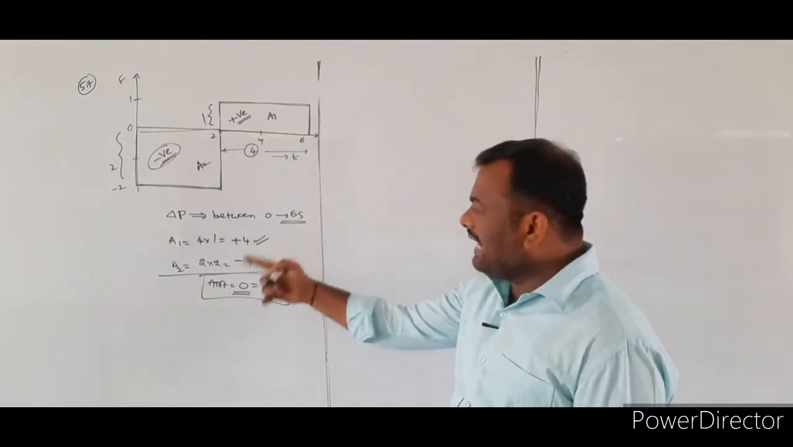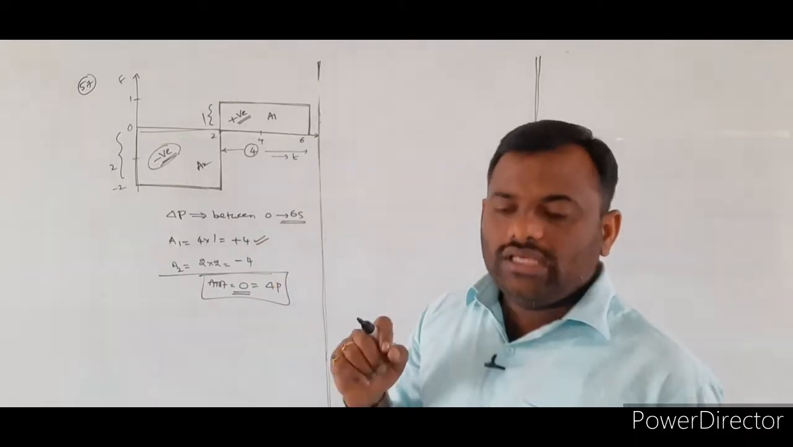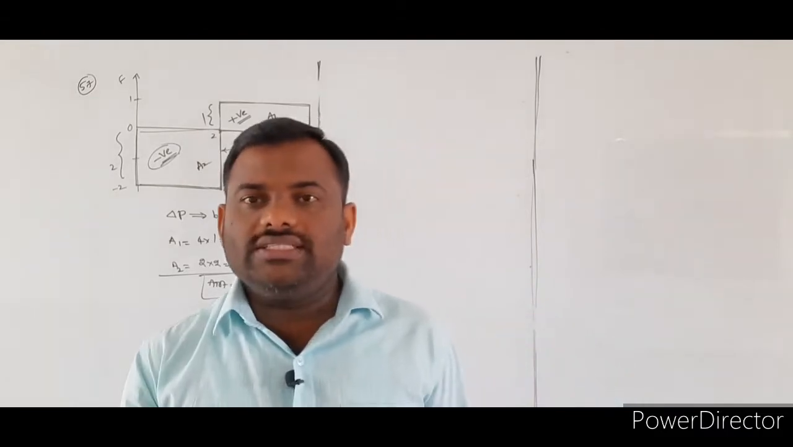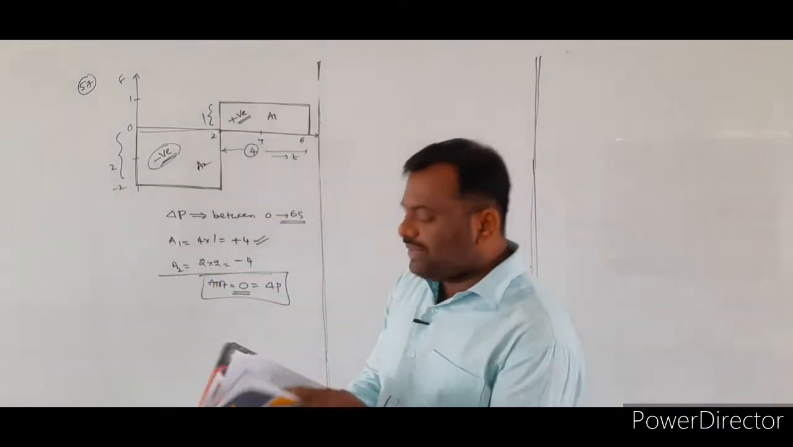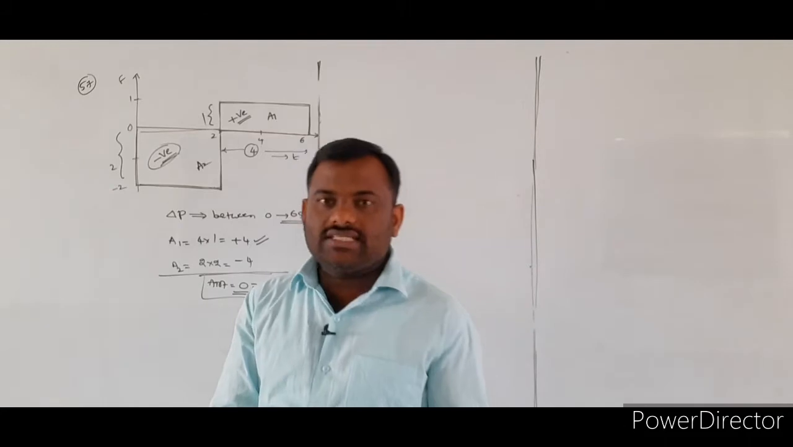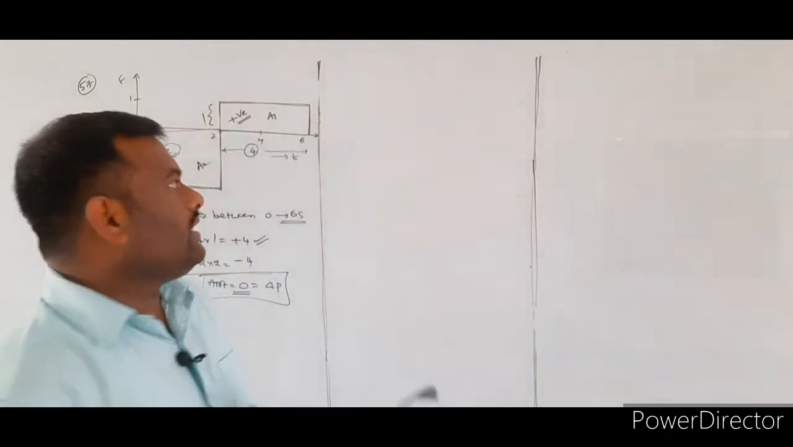So by calculating the total area value, you will get the value of change in momentum. So that is about numerical number 57. Next, problem number 58, an important one.